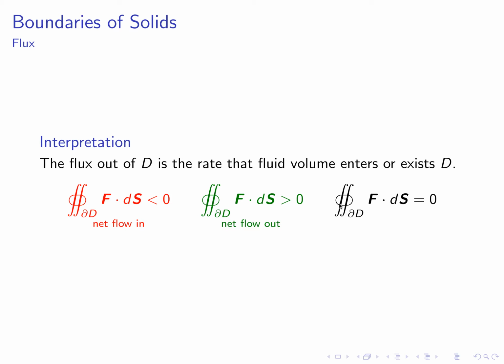And then finally, if we do our flux calculation over the boundary of our domain and we get 0, this is telling us that there is 0 net flow. So any fluid volume that is flowing out of the domain is counteracted by fluid volume elsewhere flowing into the domain.